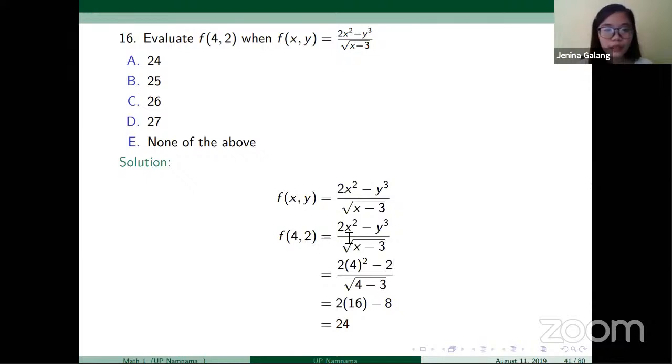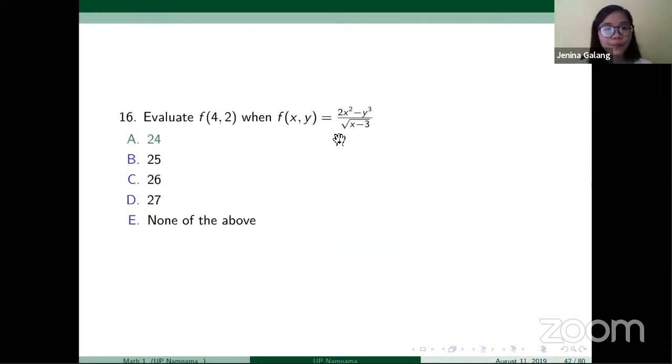Next, we have over the square root of 4 minus 3. So which is 2 times 16 minus 8 over 1. So we have 24. So letter A.